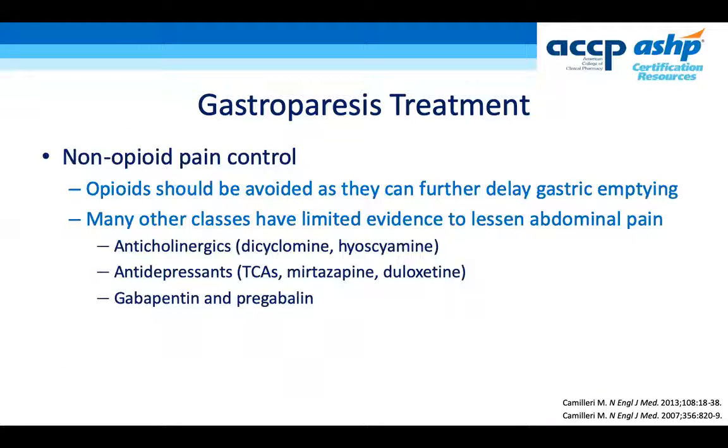Other things to consider in gastroparesis treatment are non-opioid pain control. Opioids can further delay gastric emptying in these patients, so we should try to use other options. There are many other classes that have limited evidence, but they do have evidence to help lessen abdominal pain via either smooth muscle relaxation or pain modulation. So we have our anticholinergics like dicyclomine and hyoscine, antidepressants, and then finally gabapentin and pregabalin have shown some benefit as well.